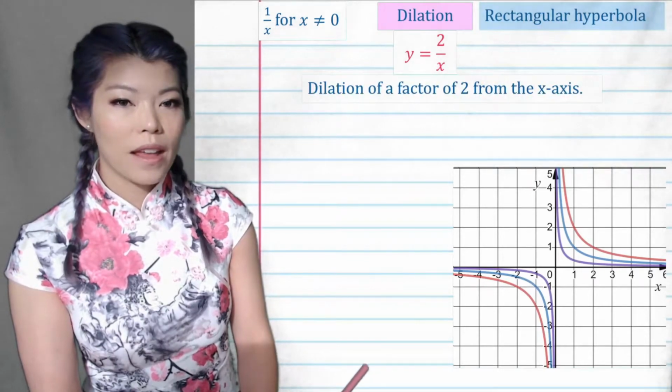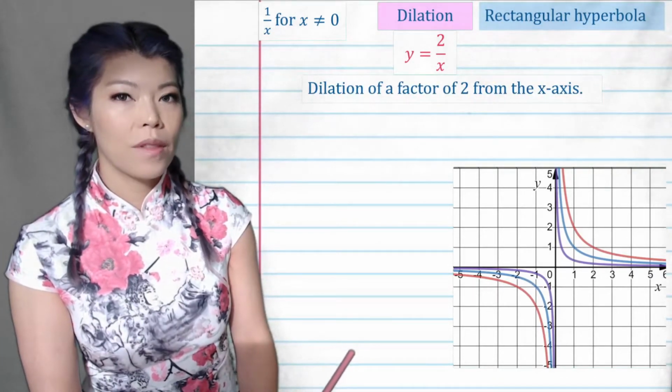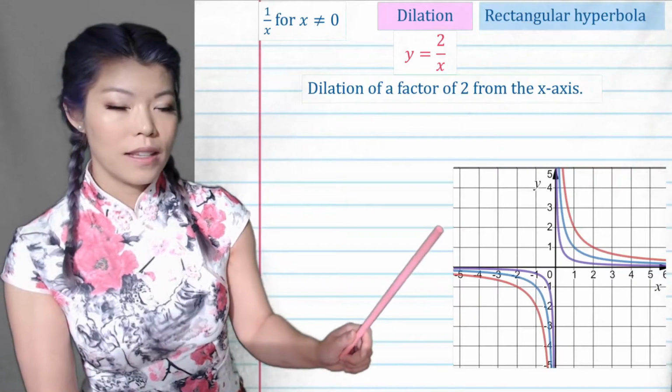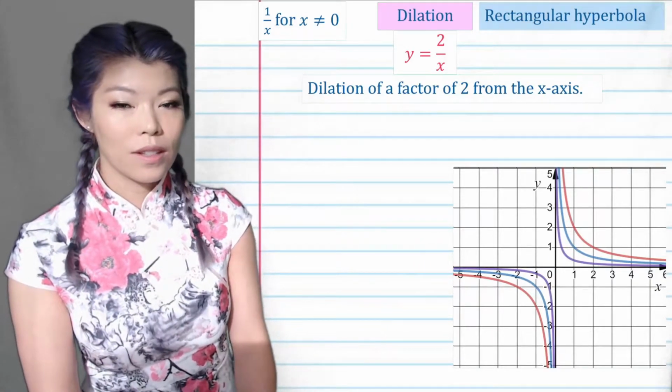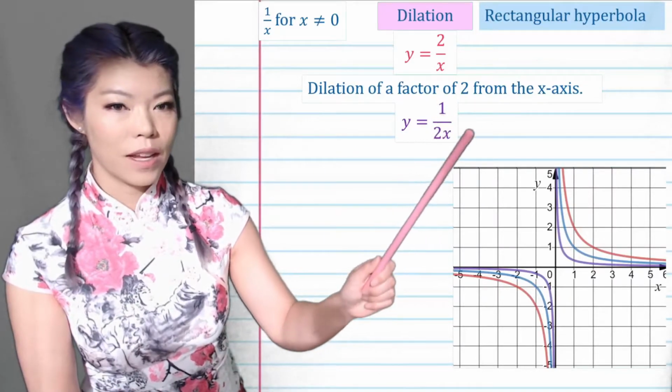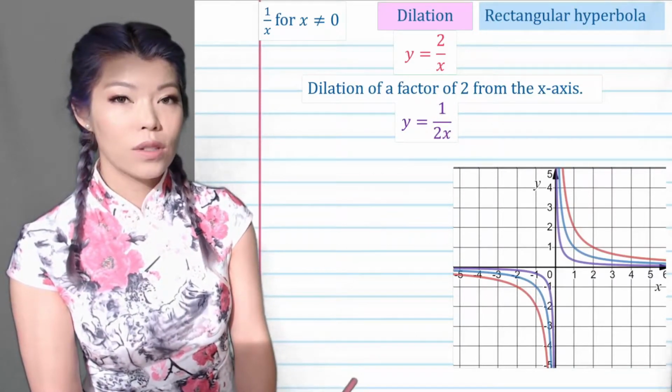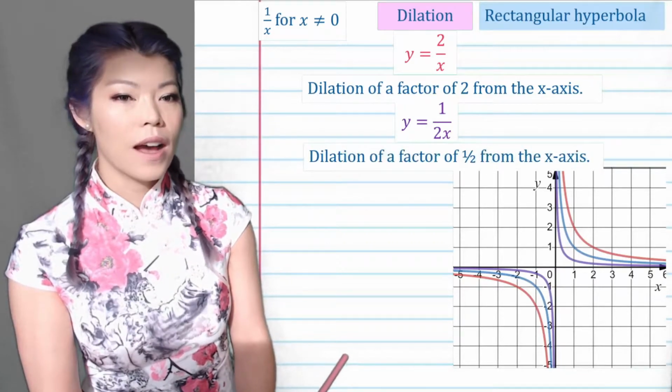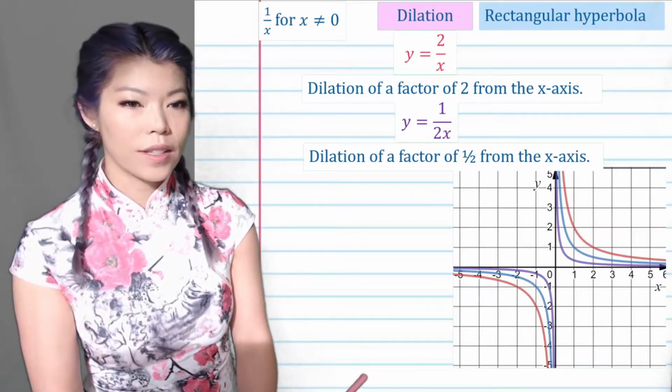And we describe that as the dilation factor of 2 from the x-axis. Whereas the purple graph, as we get closer to the origin, it can have a dilation factor of 1/2, and it'll look like that. And we describe it as a dilation factor of 1/2 from the x-axis.